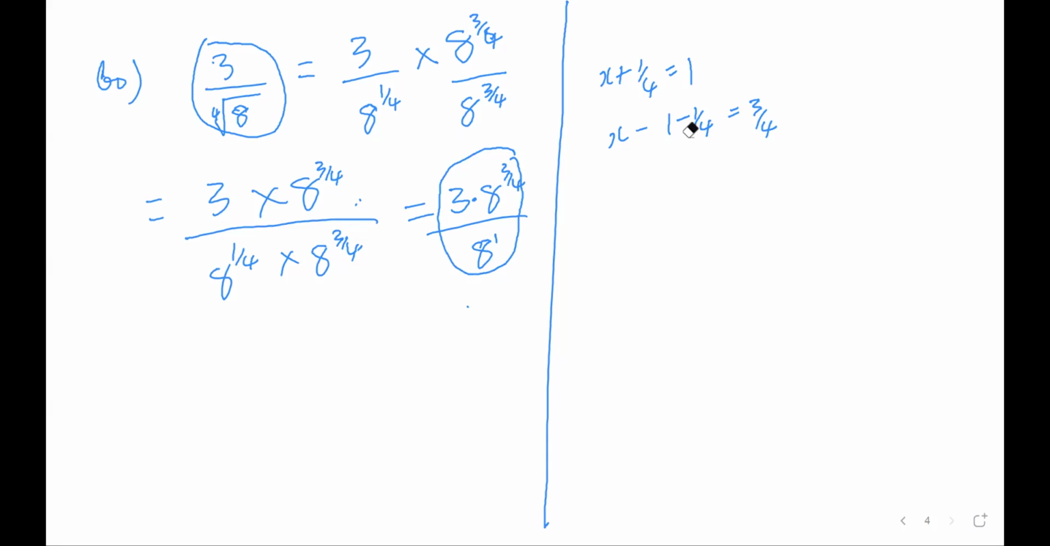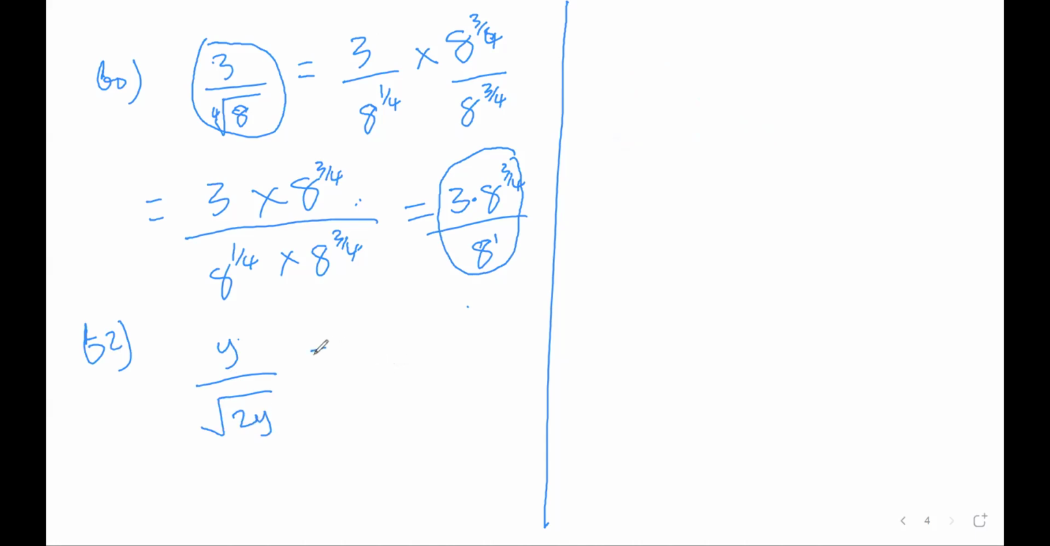Okay, let's take a few more examples for clarity. Let's take more examples to make this clear. So I'm looking at number 62. 62 says rationalize y divided by square root of 2y.